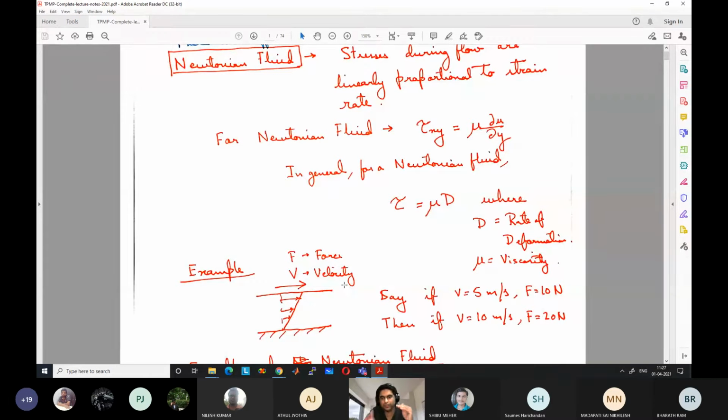This force is required because each of the layers are not moving at the same velocity. One layer of fluid has a higher velocity compared to the lower layer, and as a result, it has to overcome some resistance so that it can flow at a faster rate, as compared to the lower layer. So this stress which is developed is known as shear stress.